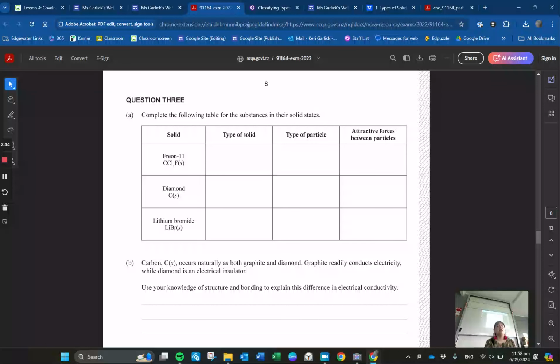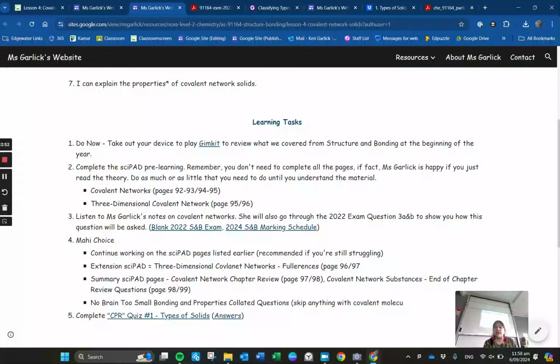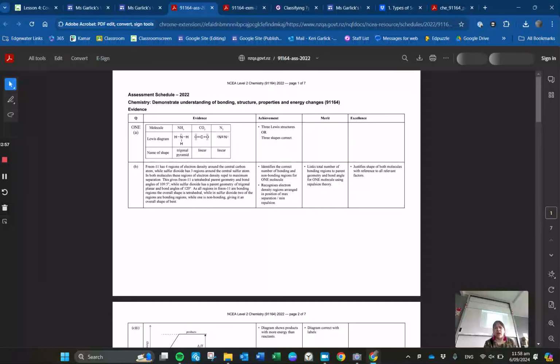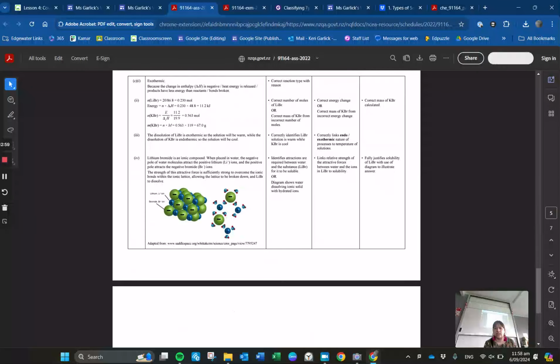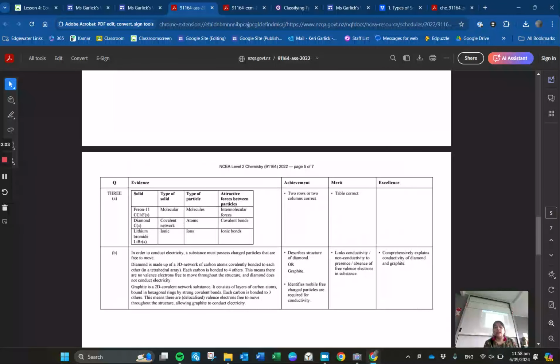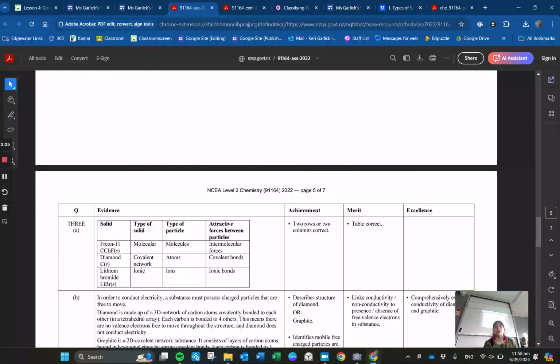You can see again, they are asking you to classify the type of solid, classify the particle that it's made up of, classify the forces involved in there. Looking at the marking schedule, I think that's probably only an achieved point. Sometimes it can be a merit, but usually it isn't. Oh, no, maybe I'm wrong. Usually it is a merit. So you see this one, 2 columns or 2 rows correct, table correct fully is a merit point, which I think is a pretty easy merit point.